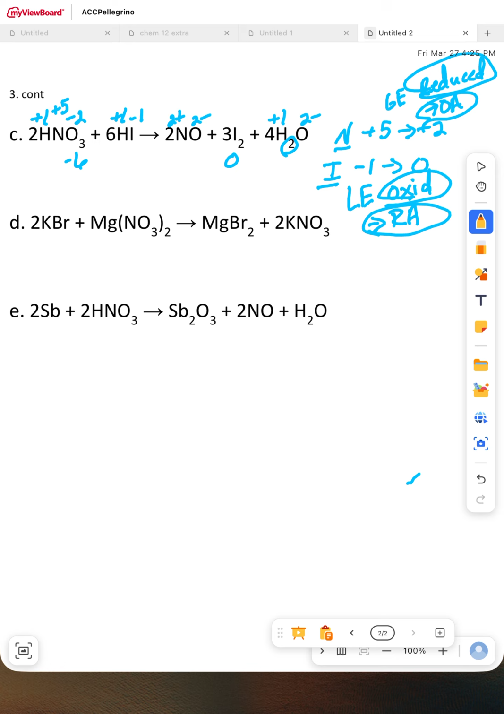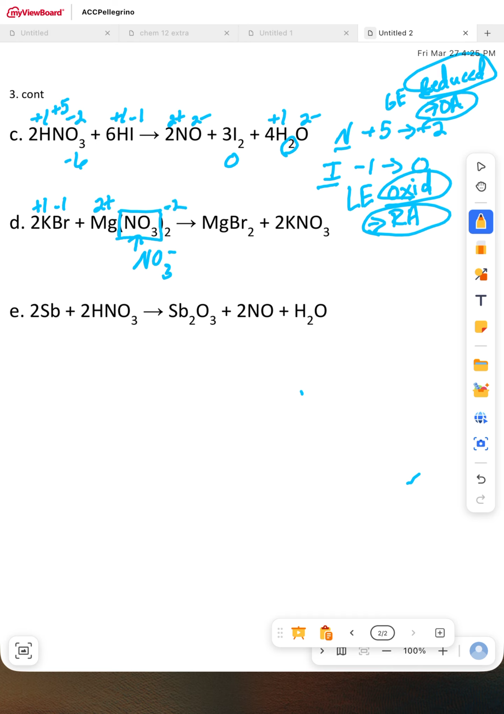Okay, the next one, letter D. This is just an ionic compound here with our regular rules, +1 and -1 for the potassium and bromine. If you don't remember those, just look at your periodic table. Magnesium is 2+, and nitrate has a negative charge on it, a -1 charge. And there are 2 of them, so overall this whole thing gives us a -2 charge, which will balance out.